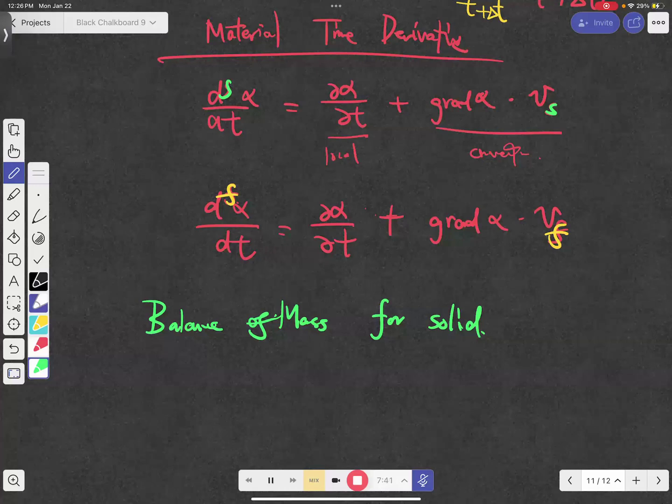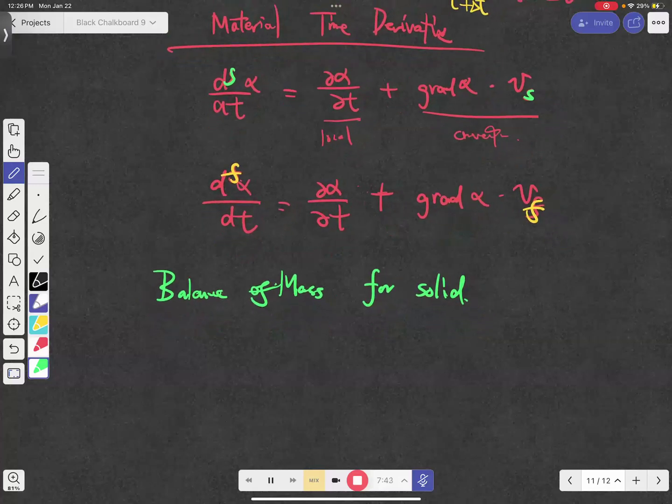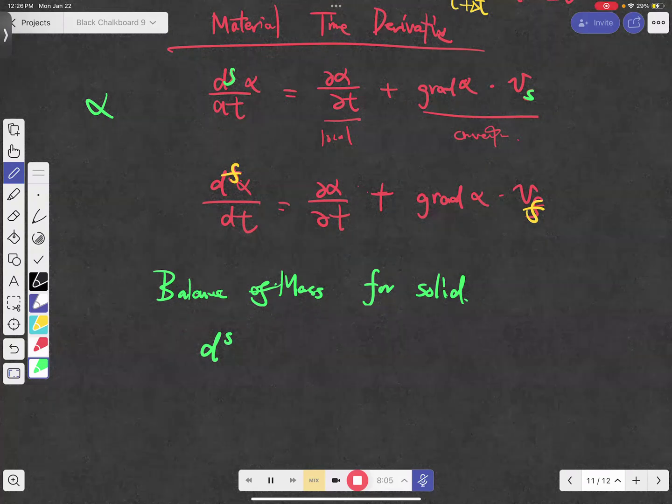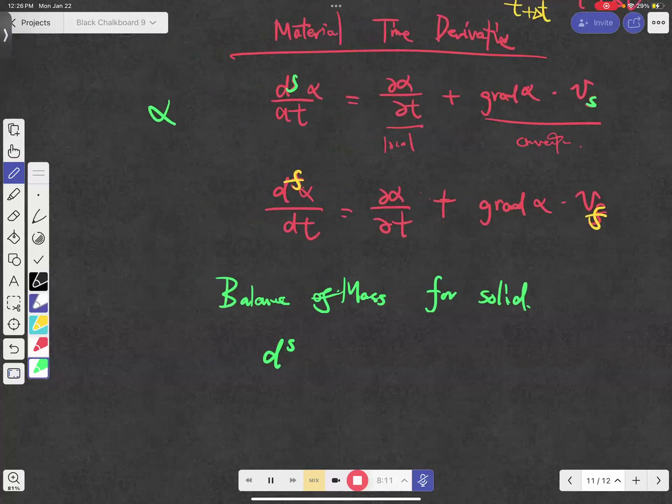I mean, I'm following the trajectory, right? So how should I write it? I would substitute alpha, which is a transport quantity, with something else. What would that be? That would become the solid density, right? Does that make sense? Now, but then the important thing is, what density is it? Yeah, there are multiple solid densities.